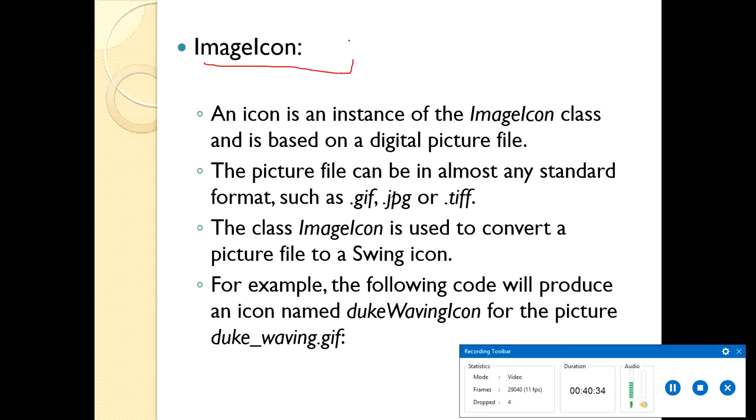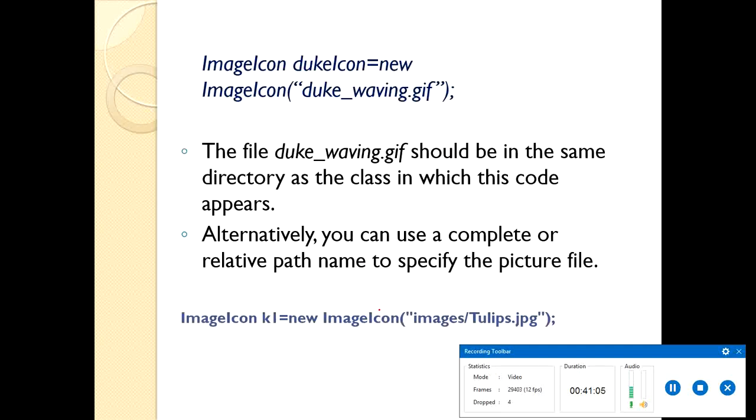So we have the ImageIcon. What is ImageIcon? Icon is an instance of the ImageIcon class. So icon belongs to the ImageIcon class and it is based on the digital picture file. Picture file can be in any standard format, for example GIF, JPG or TIFF. Class ImageIcon is used to convert a picture file to a Swing icon, and there is an example given in your book that will produce an icon named duke wave icon for the picture Duke waving .gif.